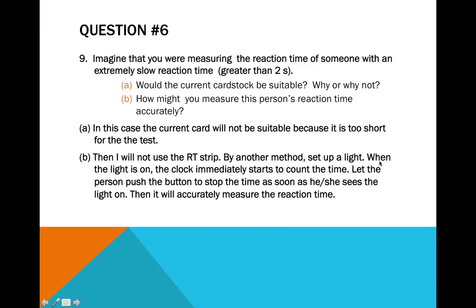Set up a light. When the light is on, the clock will immediately start to count the time. Let the person push the button to stop the time as soon as he sees the light on. So it will accurately measure the reaction time.